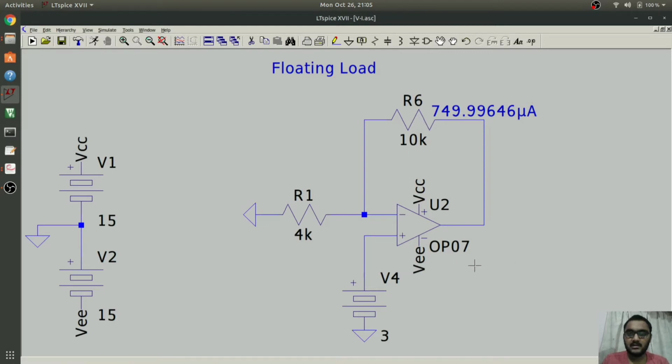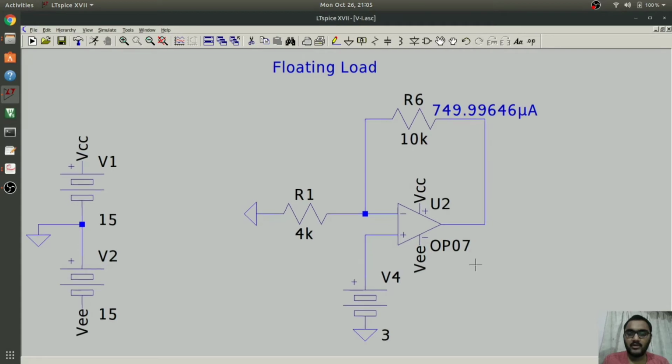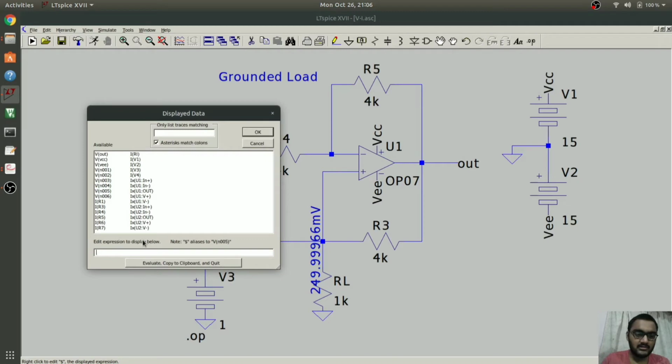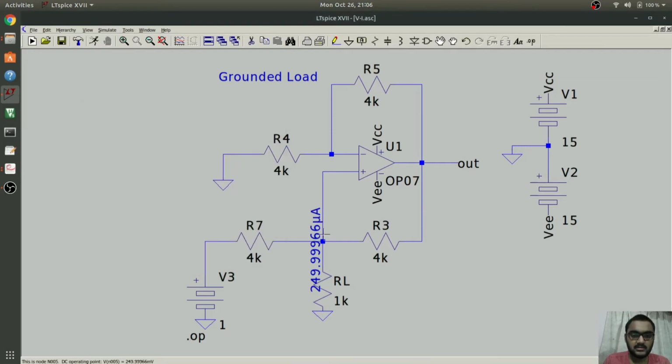Now let's take a look at the grounded load V2I converter. I've also made the circuit for the grounded load. This here is the circuit of the grounded load, and here is our load resistance, and here is our input voltage. So let's run the schematic. Again close this window. Click on this point. Now again right click on this, clear the dollar symbol and select IRL, which is the current flowing through our load resistance.